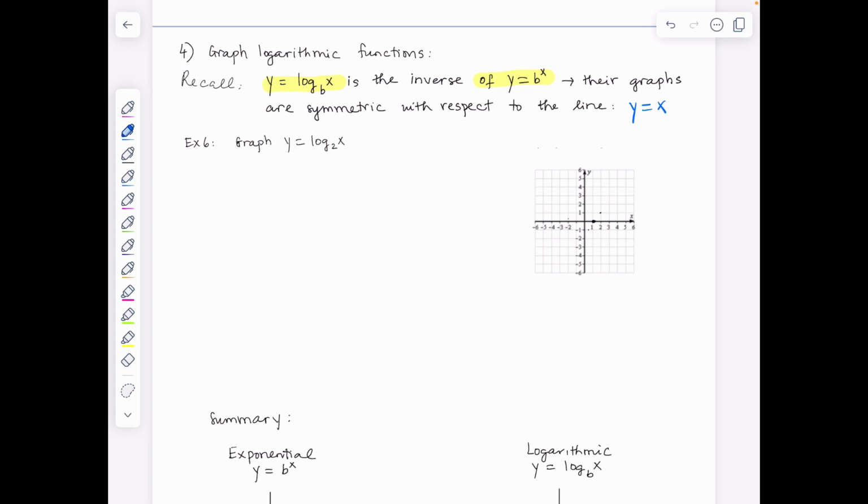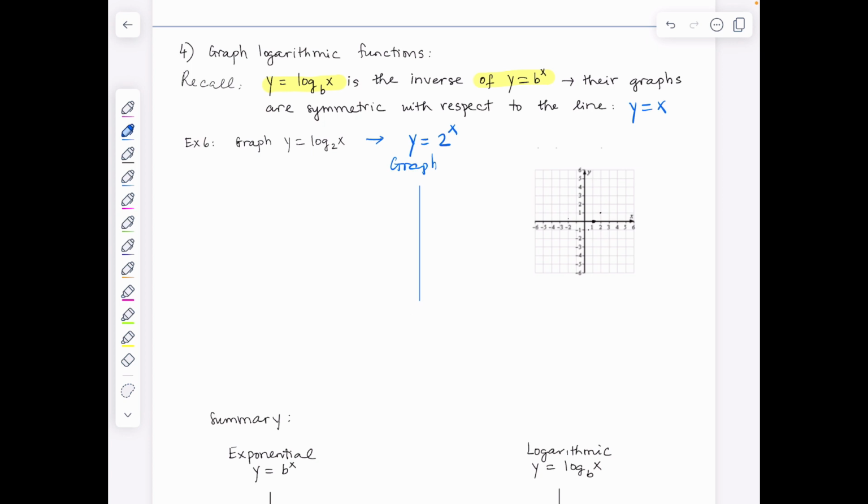Example 6: graph y equals log base 2 of x. We could try to graph the inverse function, and then interchange x and y to graph the log function, because sometimes it is easier to come up with the points in the exponential function. So the inverse function of this is y equals 2 to the x power. So let's graph this exponential function.